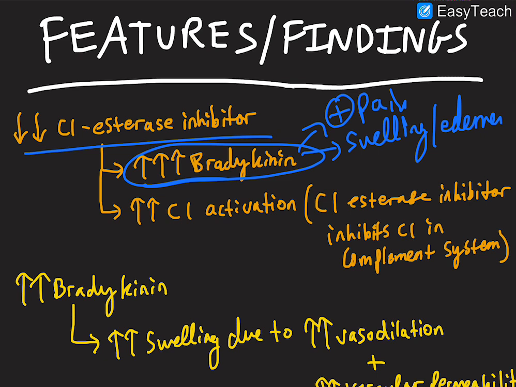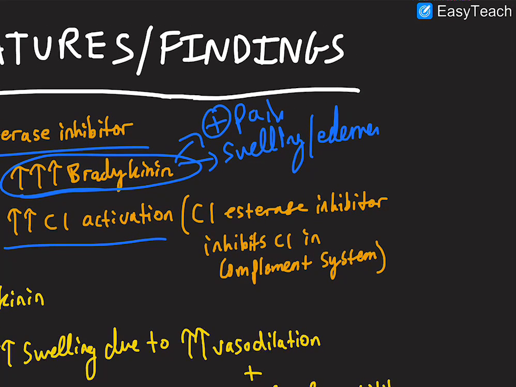Remember we said in the beginning that C1 esterase inhibitor not only inhibits kallikrein and factor 12, it also inhibits C1, which is part of the complement system. So if you don't have C1 esterase inhibitor, you cannot inhibit C1, so you get high activation of the complement system, leading to even more inflammation. Hopefully that makes sense. More activation of the complement system, more inflammation, and a lot of bradykinin production lead to a lot of swelling and pain.